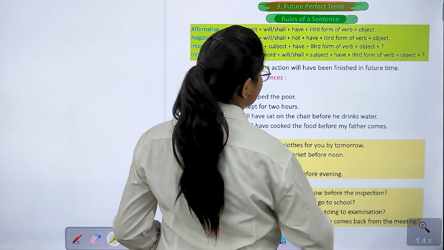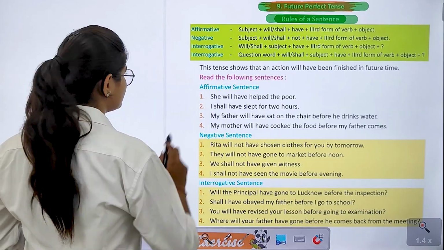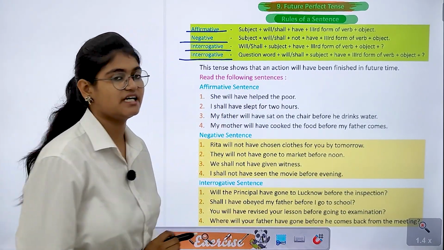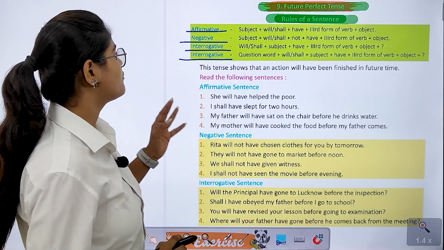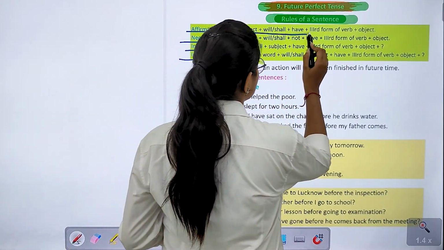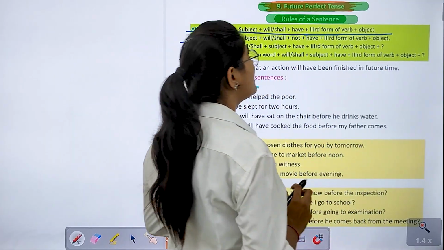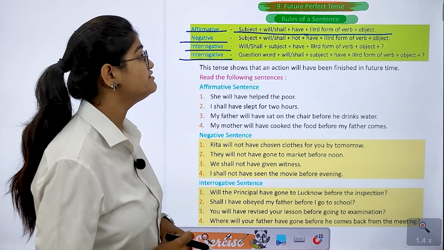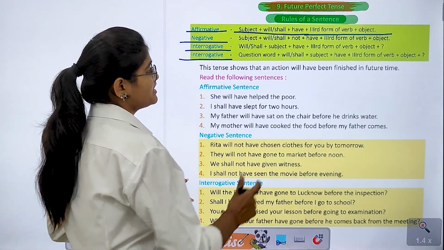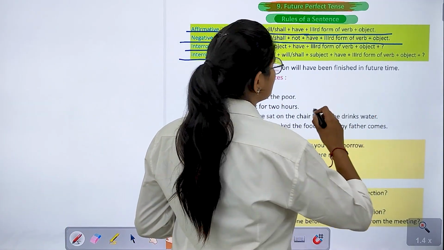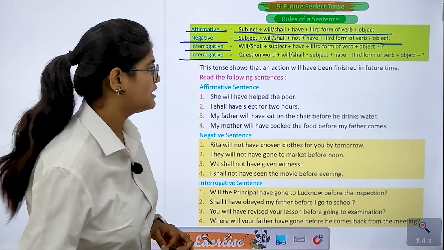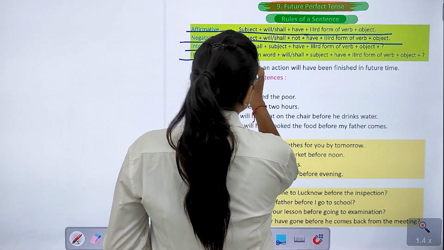Again we have the rules of a sentence. Let's have a look over them quickly. Affirmative, negative, interrogative and interrogative. So the formation of affirmative sentence of future perfect tense is subject plus will shall plus have plus third form of the verb plus object. Right? After that, the negative form will be the same as above, but we are going to simply add not after will and shall. Next is the question form.